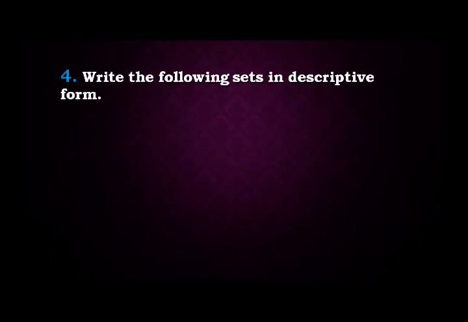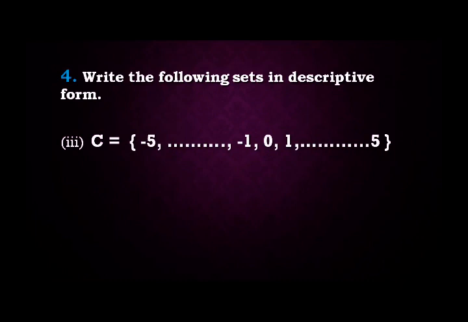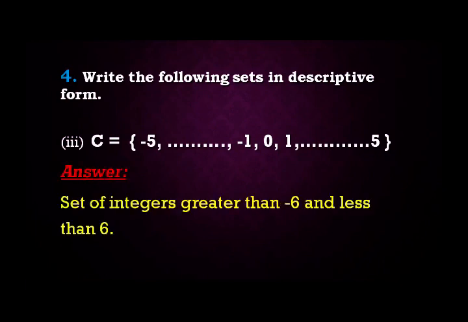Now question number 4, write the following set in descriptive form. C equals −5, ..., −1, 0, 1, ..., 5. You can see that we have two types of integer numbers here, the negative integers and the positive integers. So it means that we have two statements here. The first statement is the set of integers greater than −6 and the second is less than 6. So how will we write it in descriptive form? The set of integers greater than −6 and less than 6.